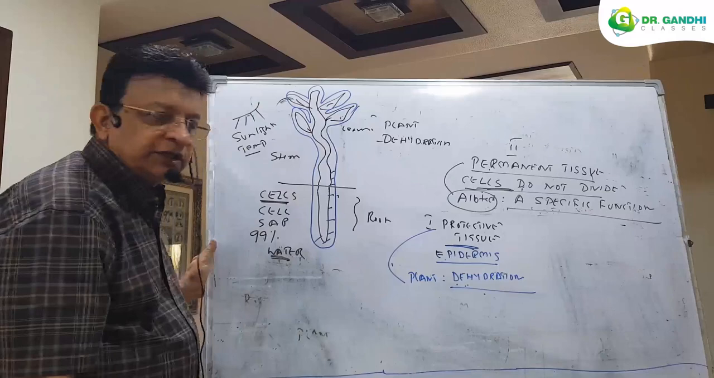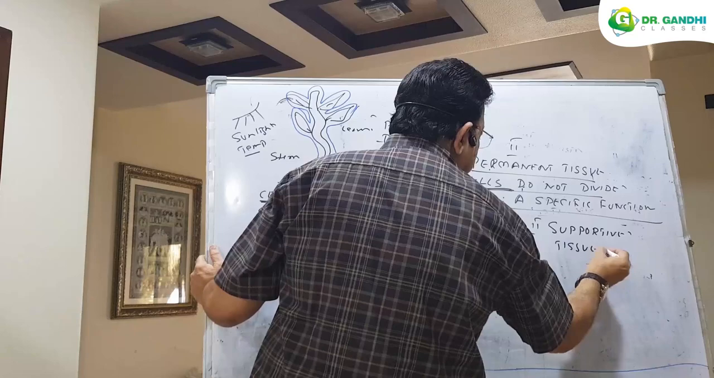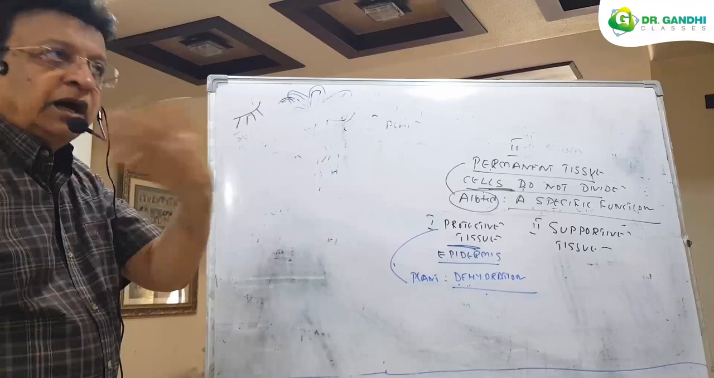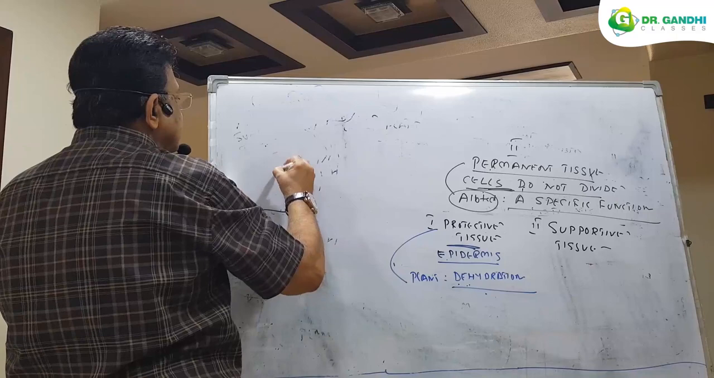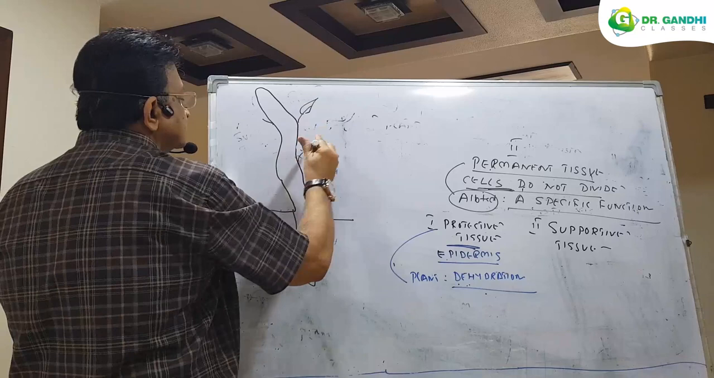So the protective tissue. The second one I am creating is supportive tissue. Again, a type of permanent tissue. Supportive tissue. Now what does it mean? So look here. Now you can see, if I draw the plant again and again, I am drawing the plant so that you realize how evolution has occurred, how the cells have become various tissues. So now you can see, this is a plant. This is the root. These are the leaves.